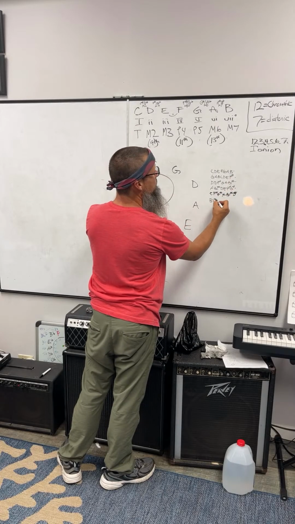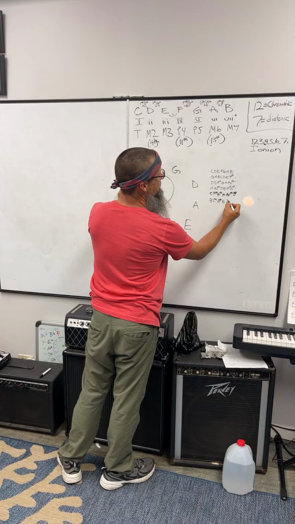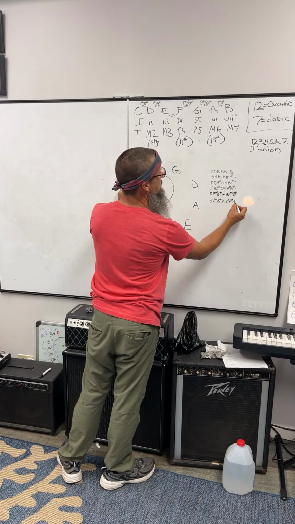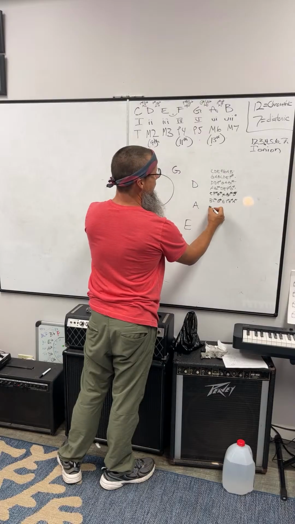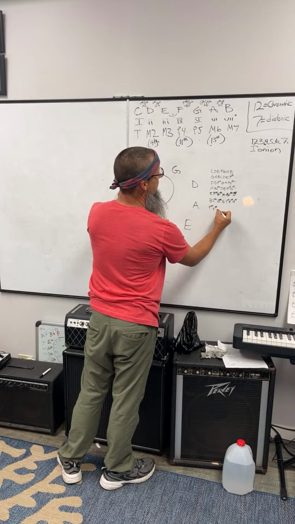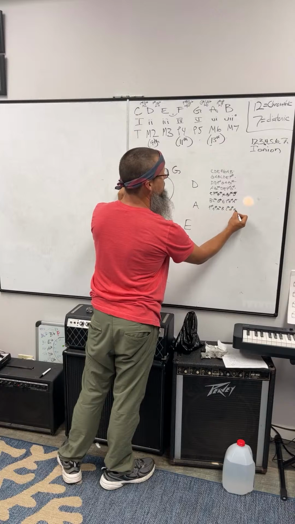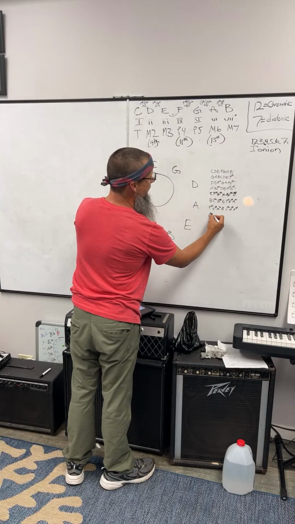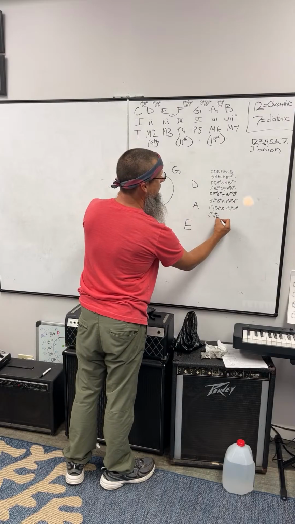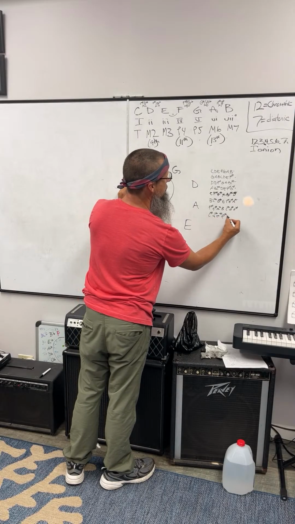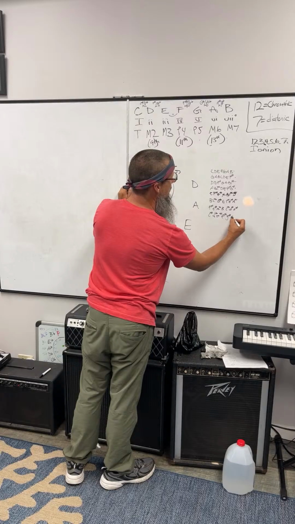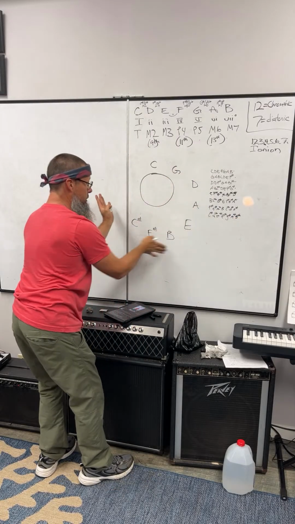B, C sharp, D sharp, E, F sharp, G sharp, A sharp, B; F sharp, G sharp, A sharp, B, C sharp, D sharp, E sharp, F sharp; and then lastly C sharp, D sharp, E sharp, F sharp, G sharp, A sharp, and B sharp. That gives you all of your circle of fifths.